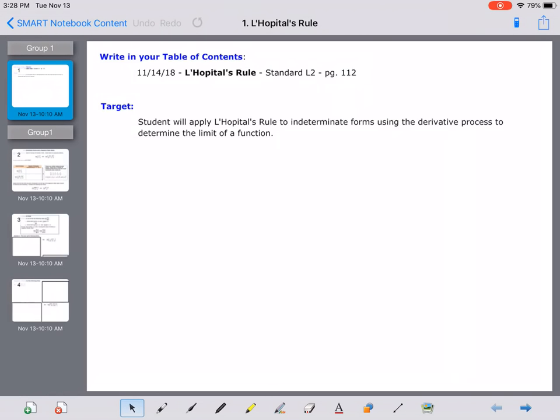So if you didn't get them, there's more in my black box by where everybody picks up their papers for those that were absent. Okay, so the target is student will apply L'Hopital's rule to indeterminate forms using the derivative process to determine the limit of a function.